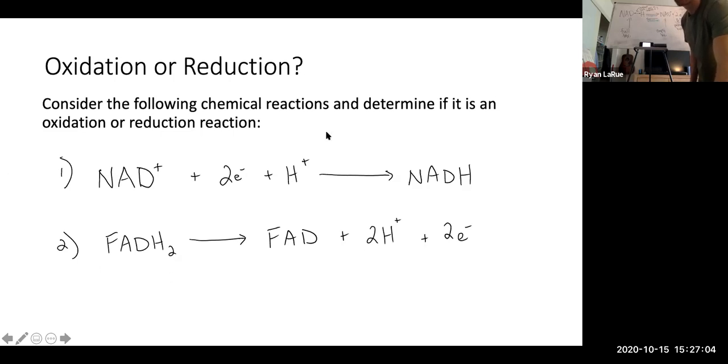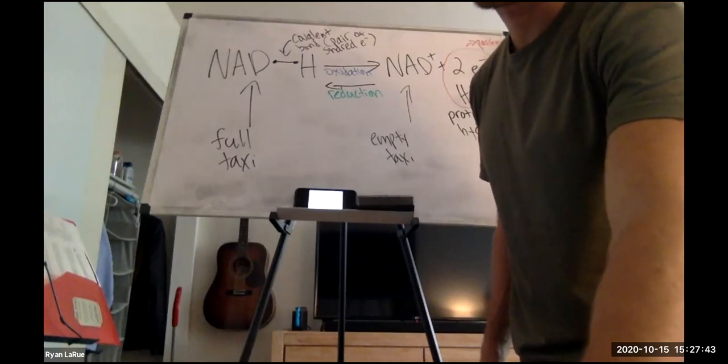What's happening in number 2? Yes, oxidation. And that's because this time, instead of adding hydrogens and electrons to the molecule, we're removing them, right? We strip them off. FADH2 becomes FAD without hydrogens and electrons. We pulled them off, and that's oxidation. Cool.